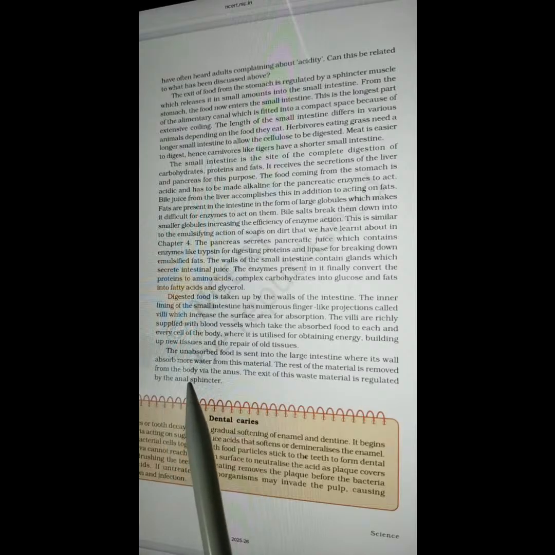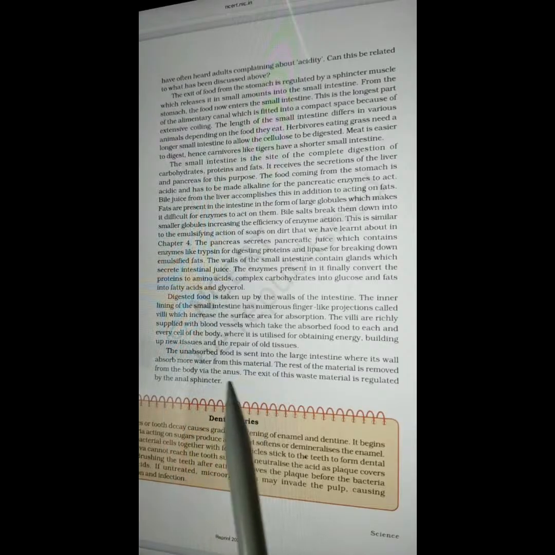The unabsorbed food is sent into the large intestine, where its wall absorbs more water from this material. The rest of the material is removed from the body via the anus. The exit of this waste material is regulated by the anal sphincter.